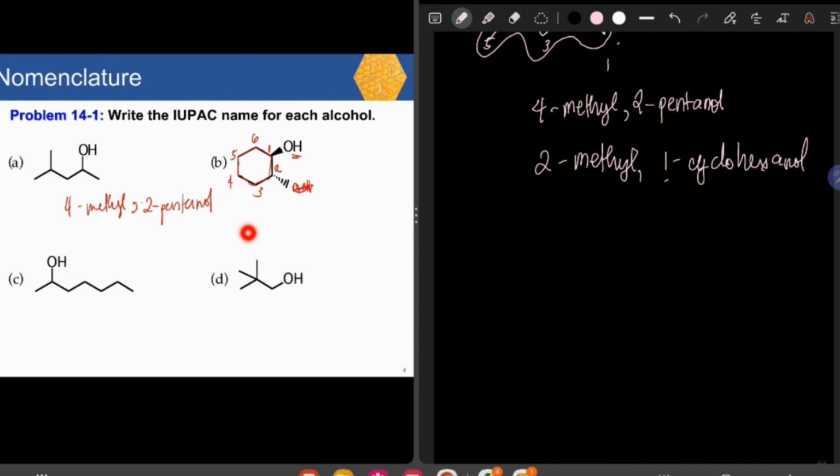For this one, we start counting here: 1, 2. Why again? Because that gives the lowest number to OH. So 1, 2, 3, 4, 5, 6, and 7. This is heptanol, so this will be 2-heptanol. Next, the common name is tert because it looks like the letter T. But we'll not follow common naming. Instead, let's count where the longest chain is. This will be 1 because that is where our oxygen is attached. 1, 2, and 3, the same whether you go here or down here.